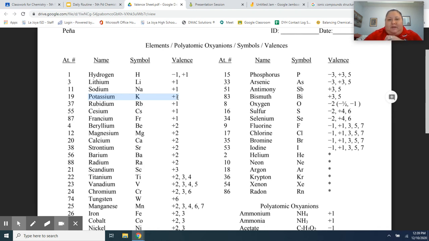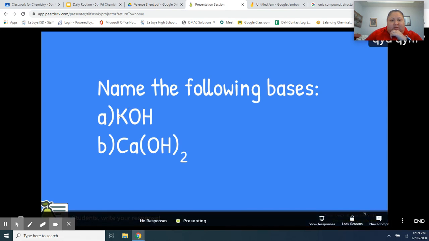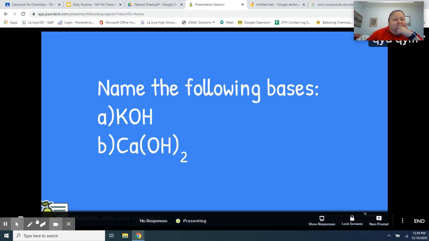What's the name of this compound? You know the name of K. You know the name of OH. It's hydroxide. Now put them together, Irvin, and type it out or just come off mute and tell me what the name is.